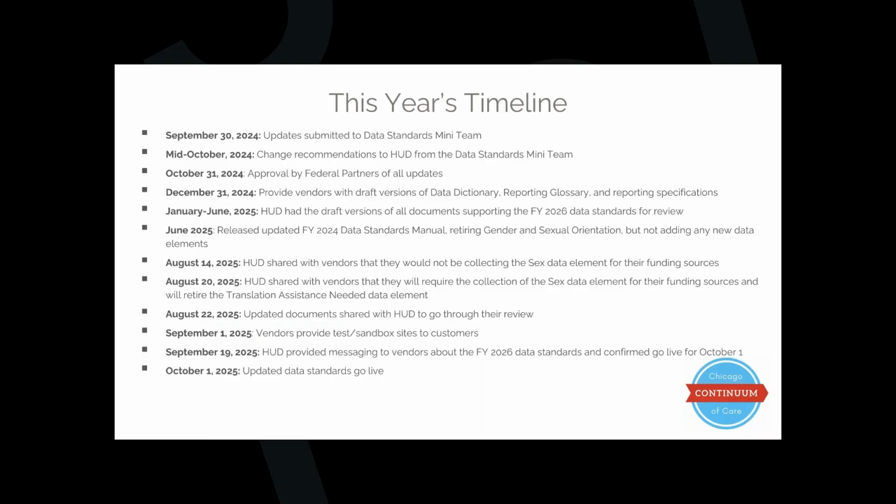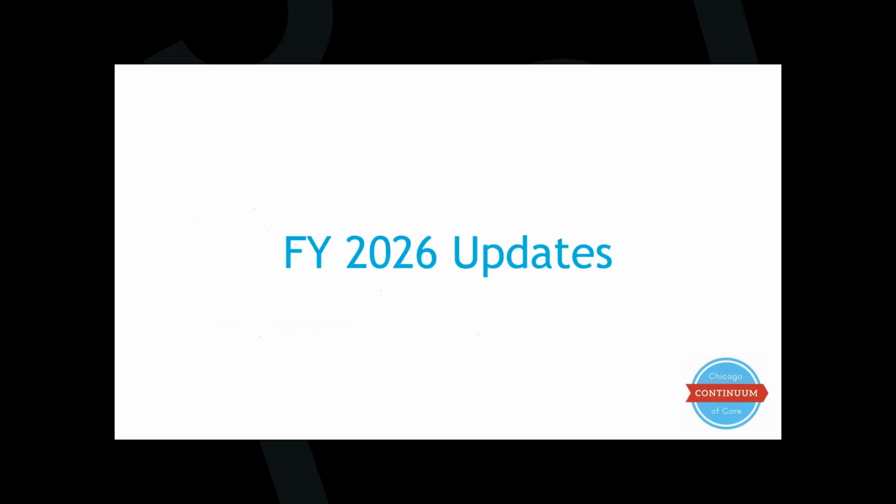September 19th of 2025, HUD provided messaging to vendors about the fiscal year 2026 data standards and confirming that a go live date of October 1st was good. And then October 1st, the data standards are planned at this time to be updated. So this is a very different timeline than what typically happens during a data standard update year. So this is the reason for a lot of the delay and information on what's changing this year.